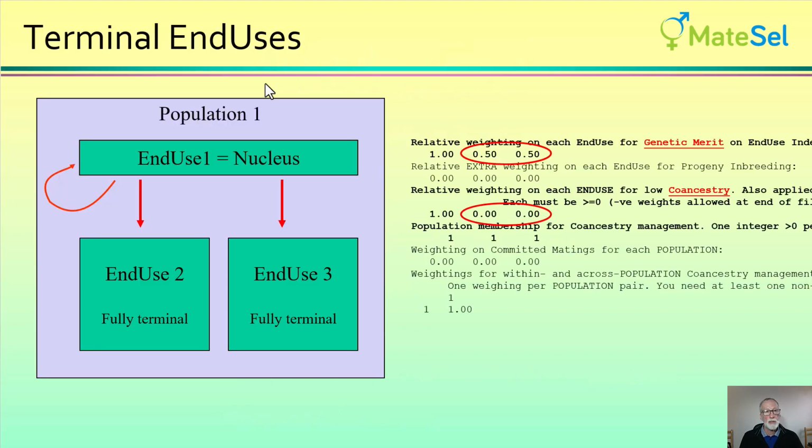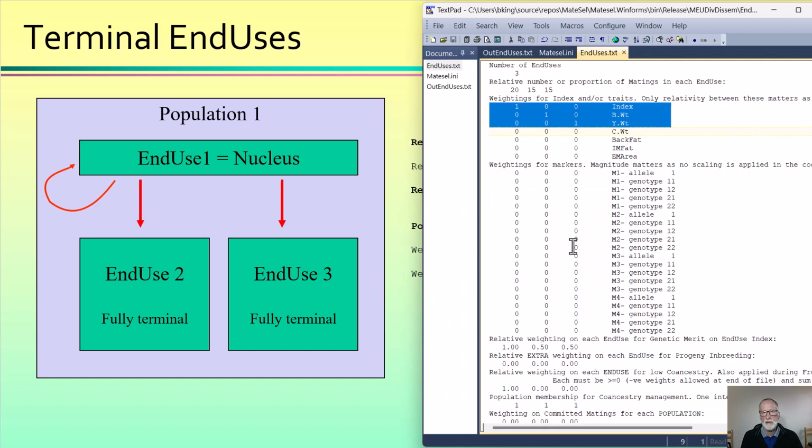As a starting point, I'll take a simple terminal end uses example with the nucleus supplying stock to itself but also disseminating to end uses 2 and 3. And there's a zero emphasis on coancestry in those two end uses, and there is a reduced emphasis on genetic gain for them in order that the nucleus is not compromised by the dissemination program. And here's the parameter file for this example.